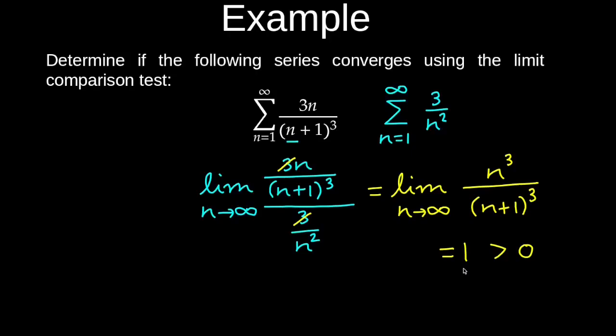So if we check this series over here, and just take the constant outside, well, as we can see, this is a harmonic P series with the exponent greater than 1. So we know that this series converges, and therefore both series converge by the limit comparison test.